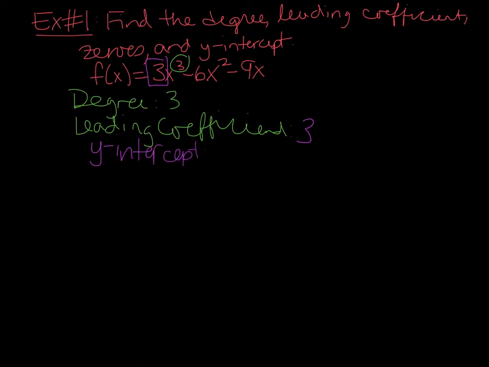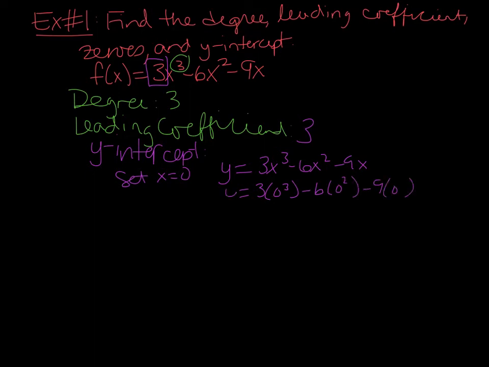And you probably remember this, hopefully, that you find the y-intercept by setting x equal to 0. So what we're going to do is we're going to take our equation. By the way, I'm going to change my f of x to y. And we are going to set x equal to 0. And once you do that, you're going to find that actually your y is going to be 0. So your y-intercept is going to be at 0, 0.